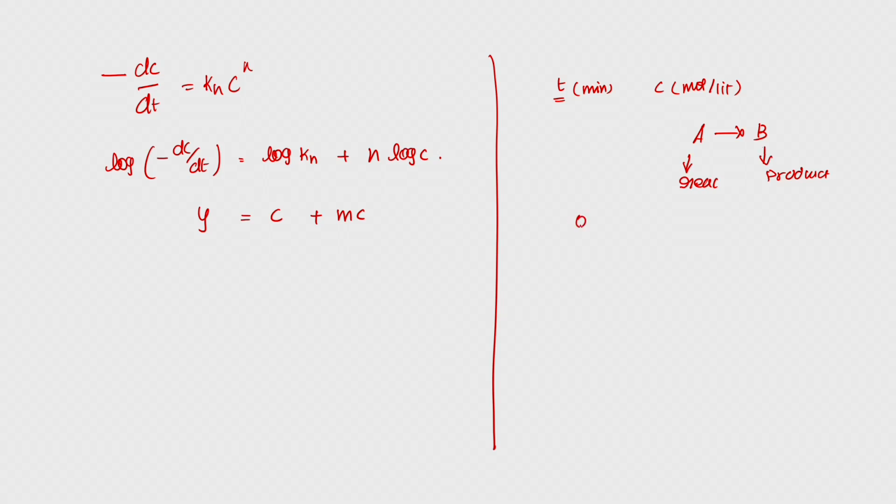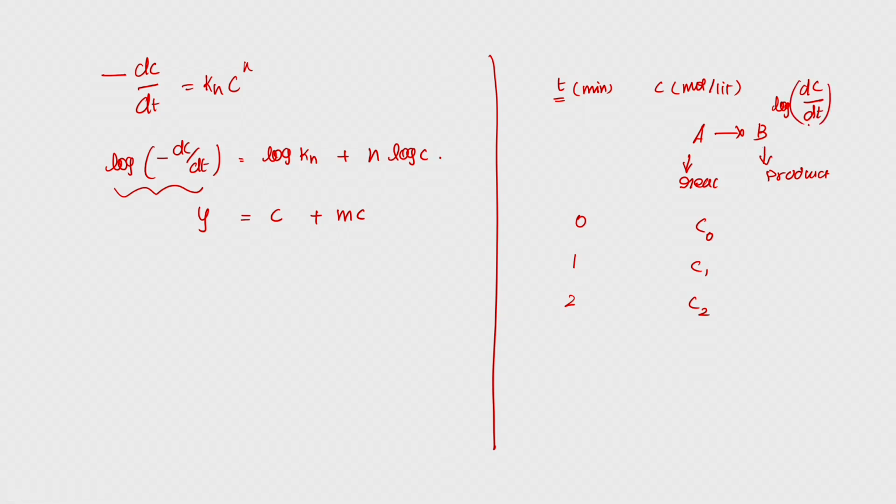So here I will be taking for 0th minute my concentration as C naught, then at 1 minute my concentration is C1, and at the second minute my concentration is C2. This is the way I will record, and what I would be requiring is log of minus dC/dt. So I would be in need of dC/dt, so log of dC/dt.